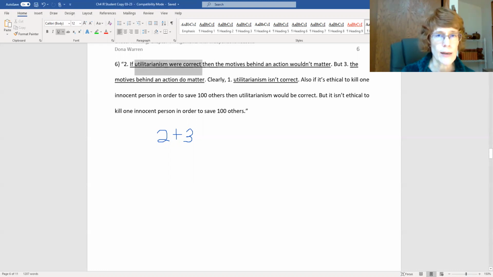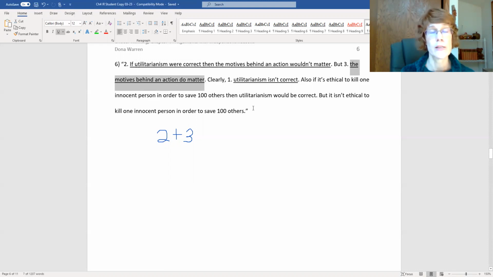If utilitarianism were correct, that's the front part, then the motives behind an action wouldn't matter. That's the back part. The motives behind an action do matter. Now, what is that in terms of fronts and backs? Is it the front? Is it the back? Is it the opposite of the front, or is it the opposite of the back? Pause, think, and come back. Okay, what do you think? It's the opposite of the back, right? The back here says the motives behind an action would not matter, and this says they do matter. That's the opposite of that. So we have if front, then back. Opposite of back, what can we conclude from that? Opposite of front, right? Is that valid or not?